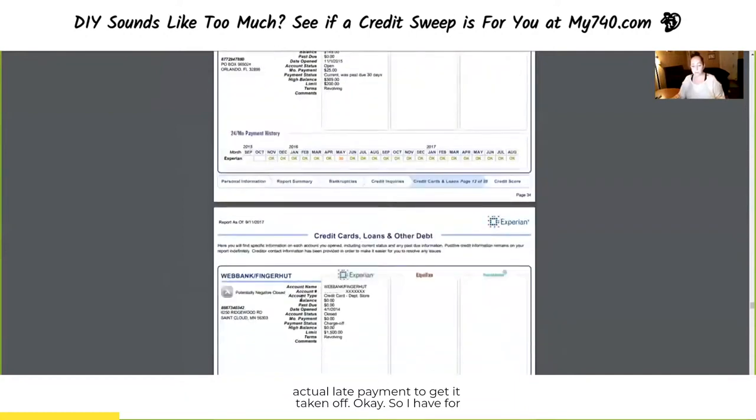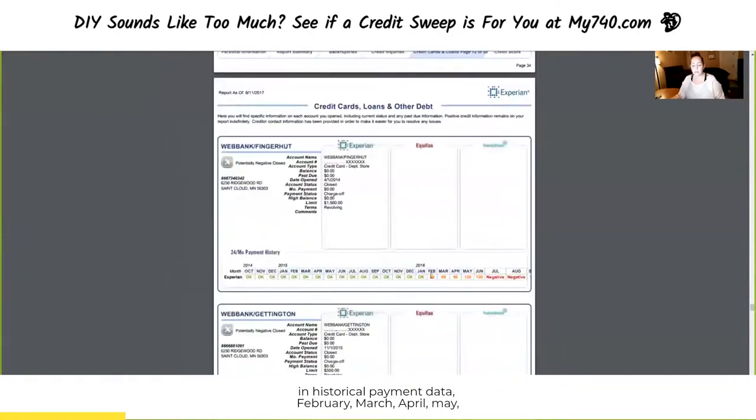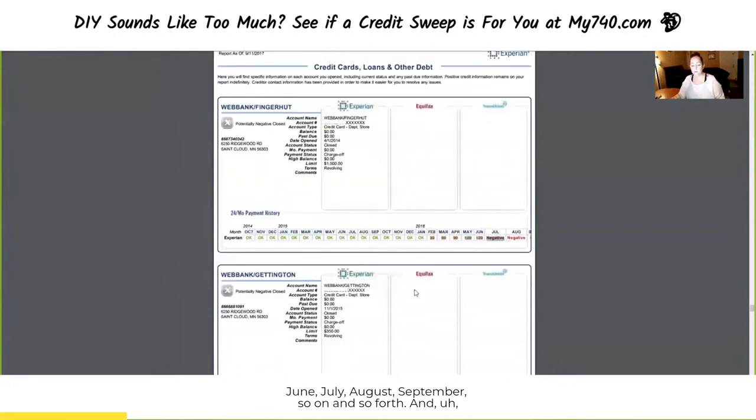So for Fingerhut, this is a charge-off. Once again, you can dispute the balance, but there is no balance on this because it is a paid charge-off. You can dispute any of these late payments down in the historical payment data, February, March, April, May, June, July, August, September, so on and so forth.